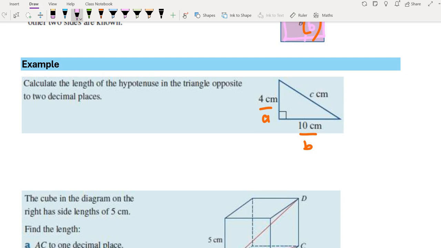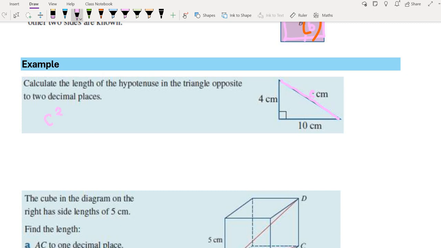To tell which one's the longest when it's not as obvious, like this one is pretty obvious, you look for the right angle and draw an arrow going in the opposite direction of the right angle. The side opposite the right angle is always going to be the longest side, and the name for the longest side is hypotenuse. So this is our hypotenuse, the longest side. Currently we don't know the length, so we call it C.